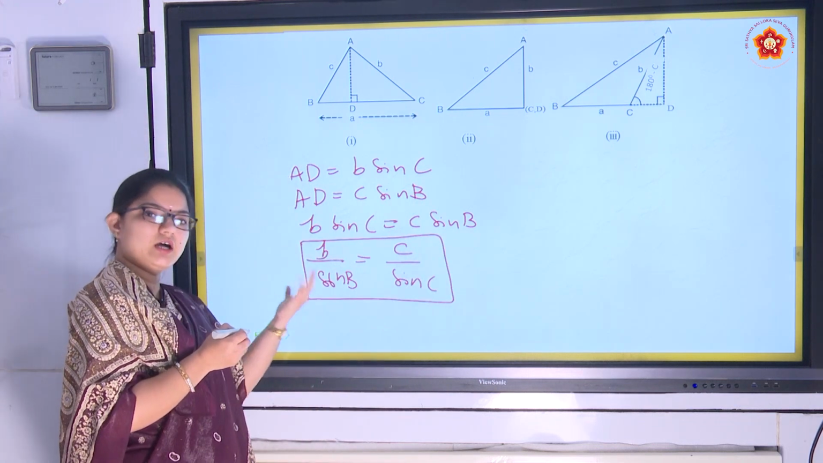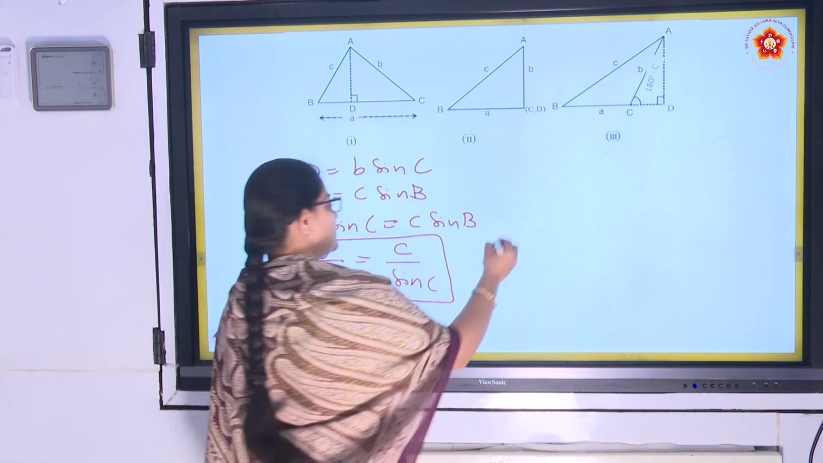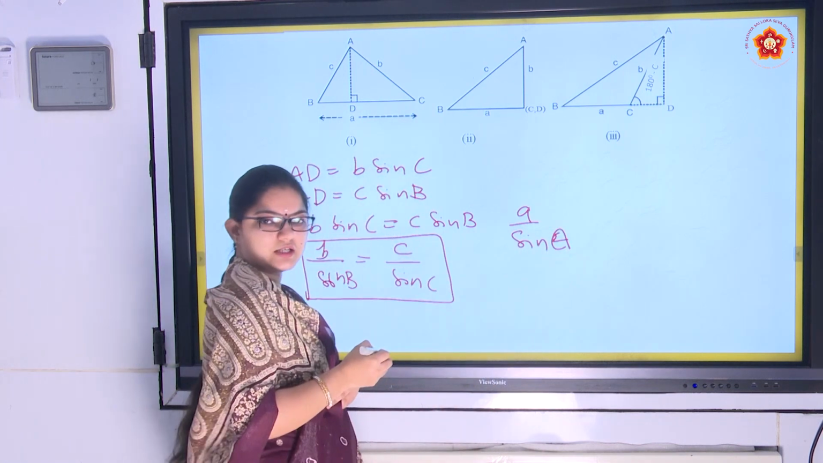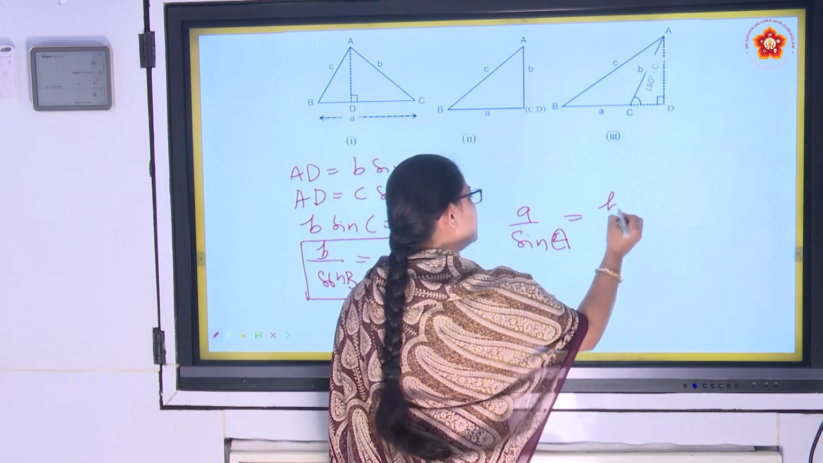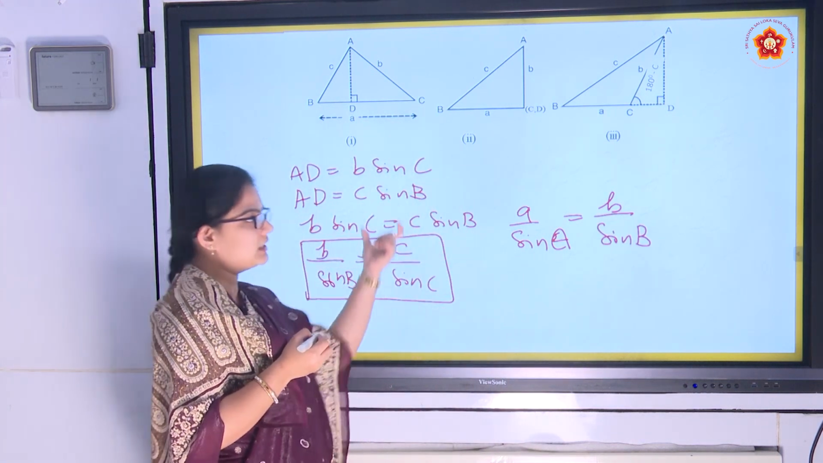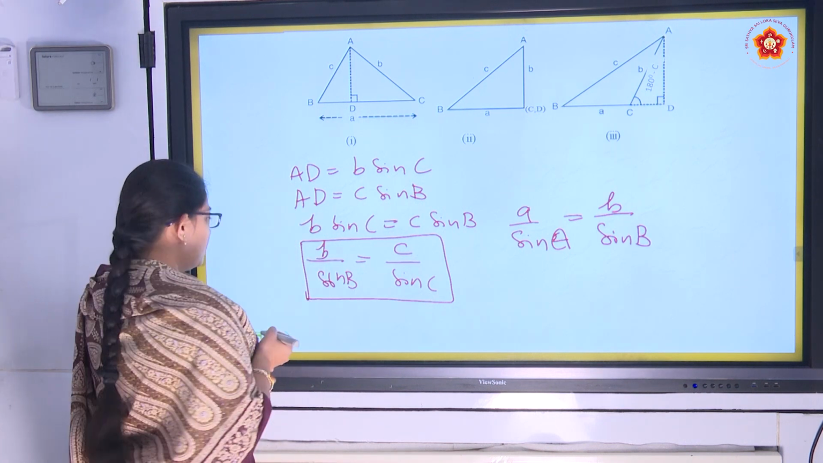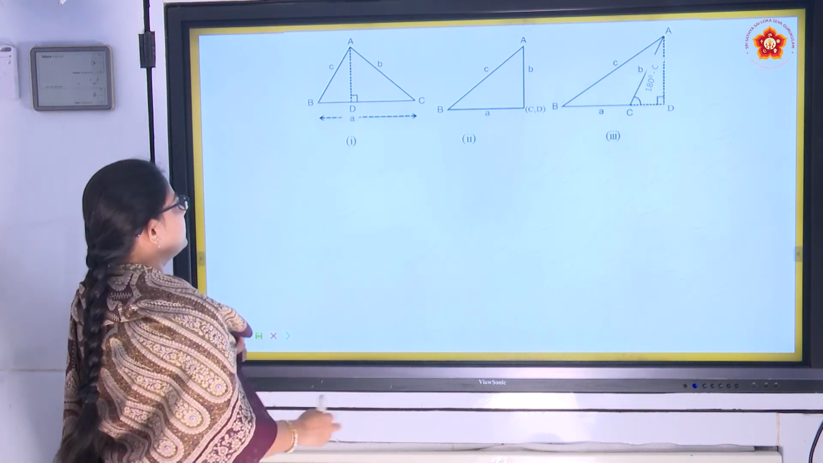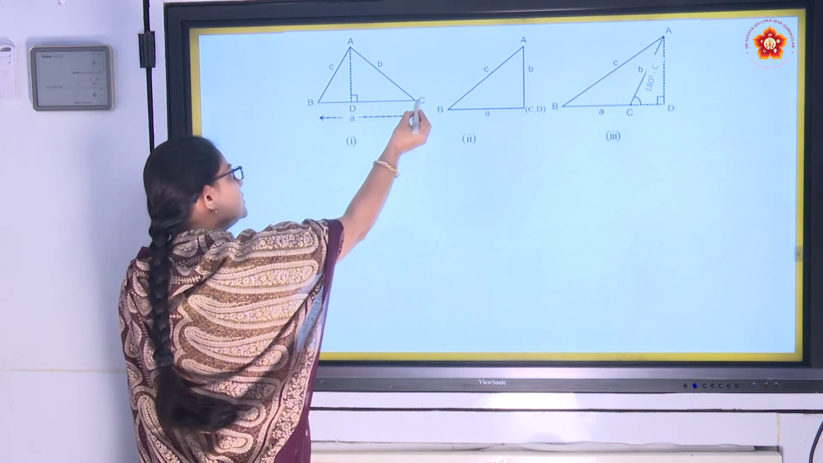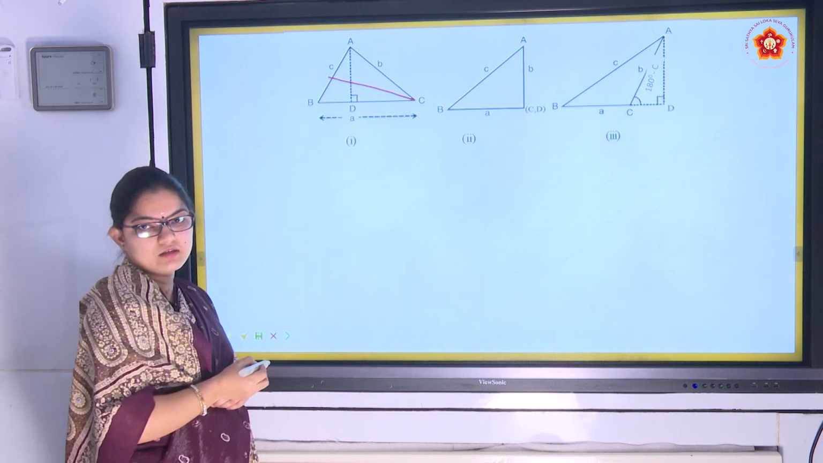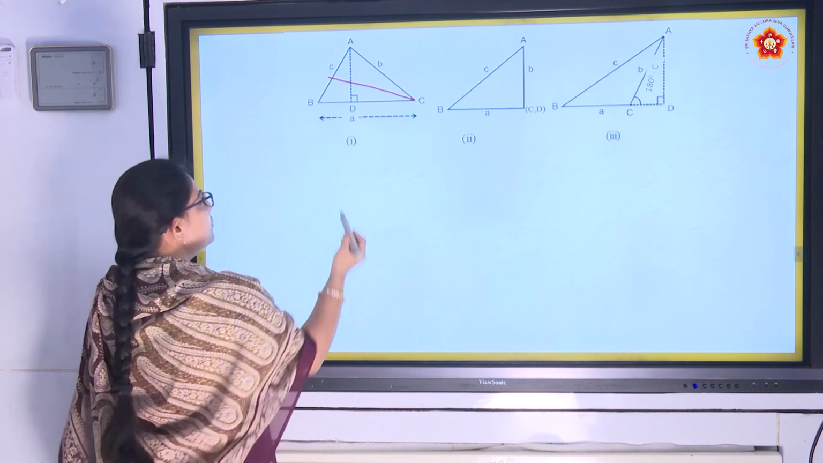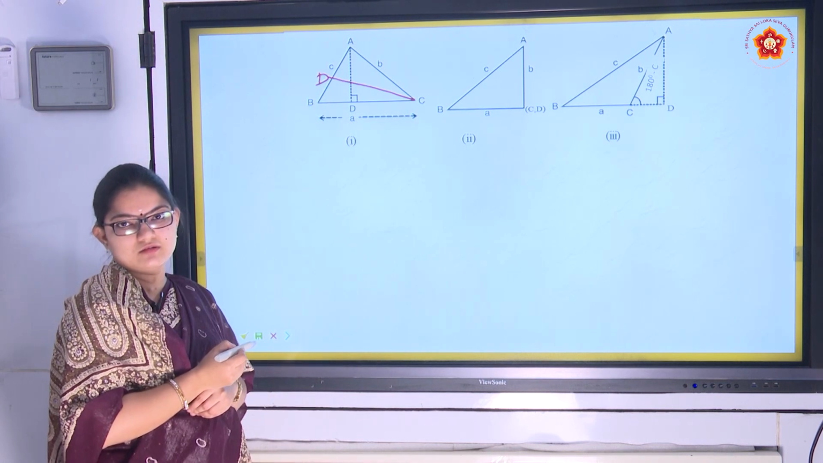Next, we need the other part. That is, we need to know what is A by sine A. So what is A by sine A? We have to get that as B by sine B. We can prove this similarly, using a similar method, where we have to consider the same triangle ABC and draw the perpendicular from C instead of A. So we get the perpendicular CD.